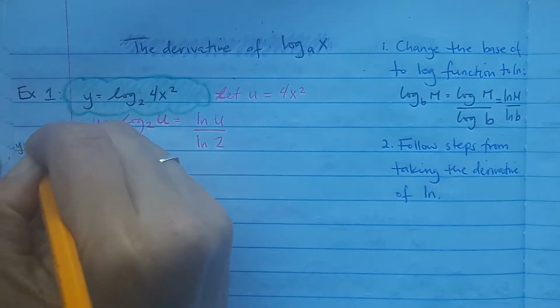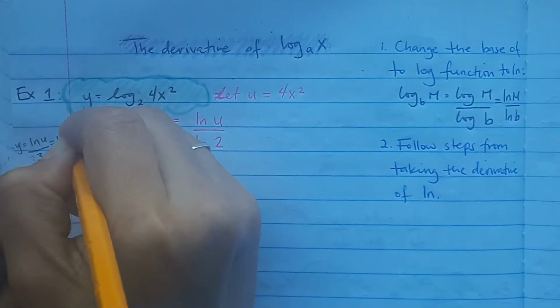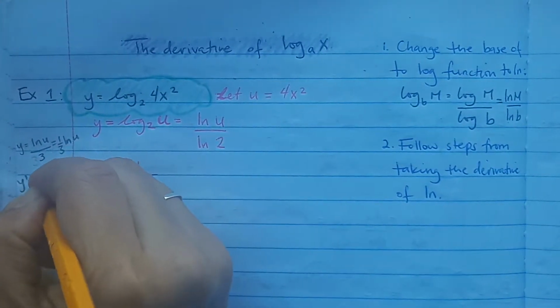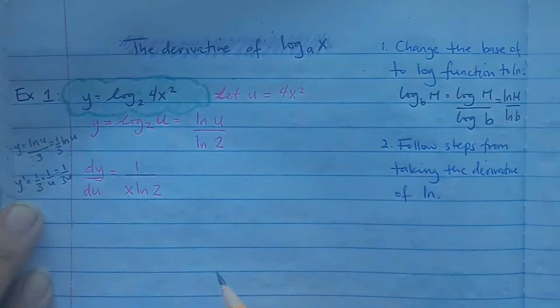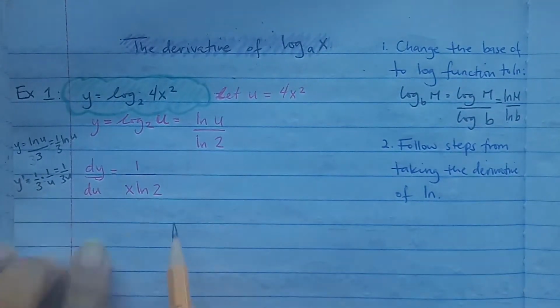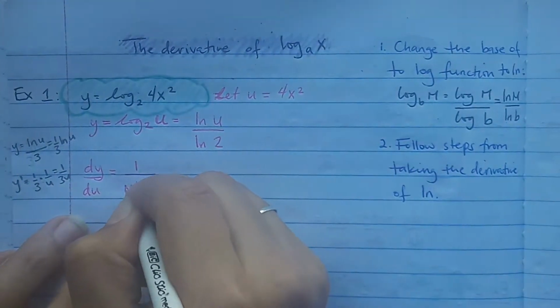I'm just going to show you with numbers. Let's say we had log of u over 3, that's the same as 1/3 times log of u, whose derivative is 1/3 times 1 over u, which would be 1 over 3u. So it's exactly the same thing. Instead of 3, we have log of 2. So that's going to be 1 over u log 2.